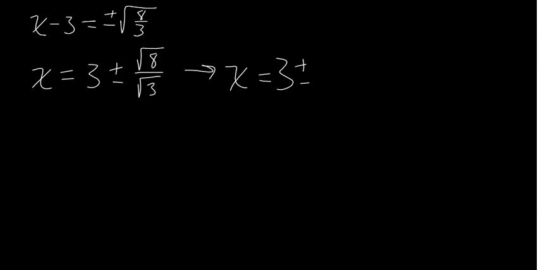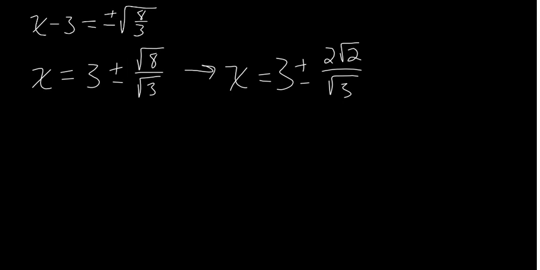Okay, I can say it's the square root of 4 times 2 over the square root of 3. I know that the square root of 4 is 2, so I can pull a 2 out. Let's just fix that up a little bit. It's 2 times the square root of 2.